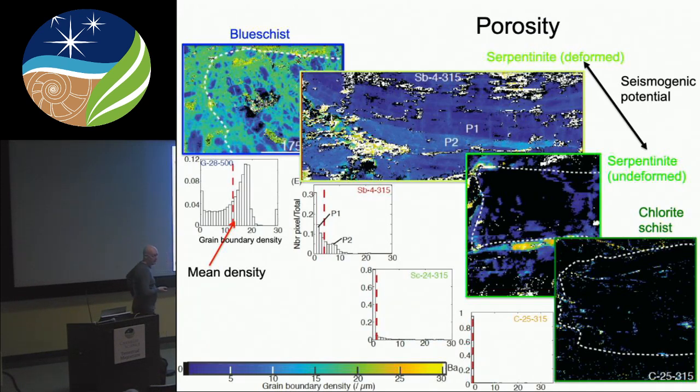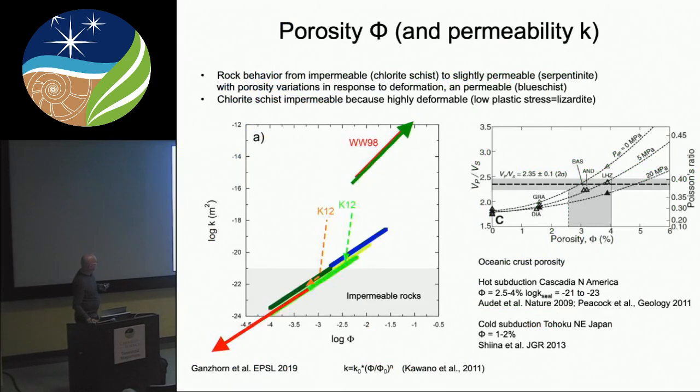We barely get any isotopic exchange, which means that the porosity in this sample is very low. And interestingly, in the serpentinite, we get large variation between a recrystallized sample and a deformed sample, which means that there is some seismogenic potential for creating a porosity cycle in this kind of rock. So it's very interesting. We get estimates of the porosity.